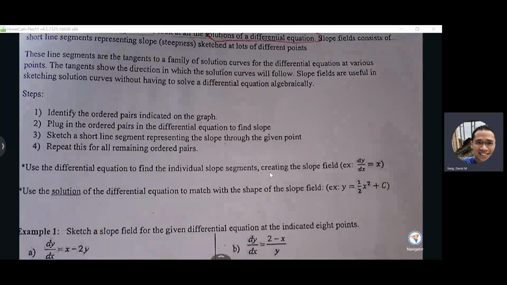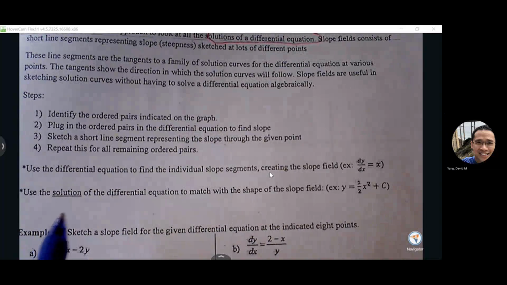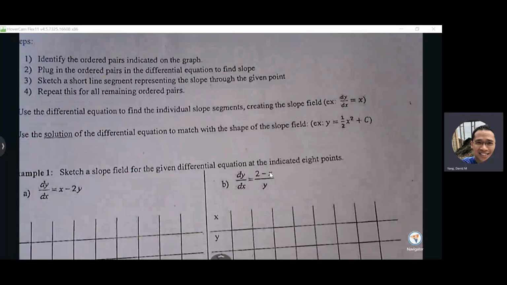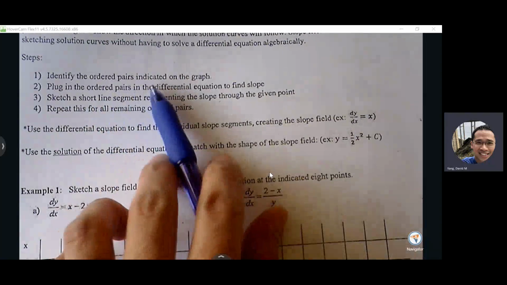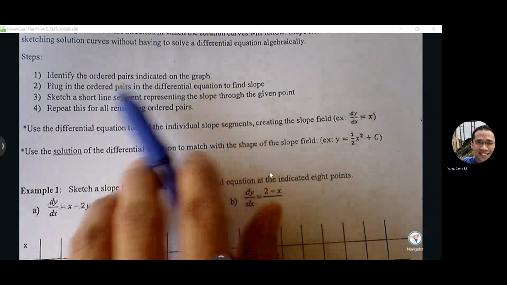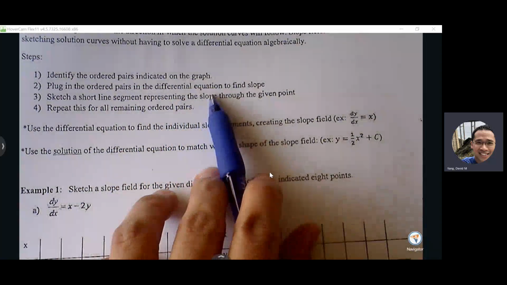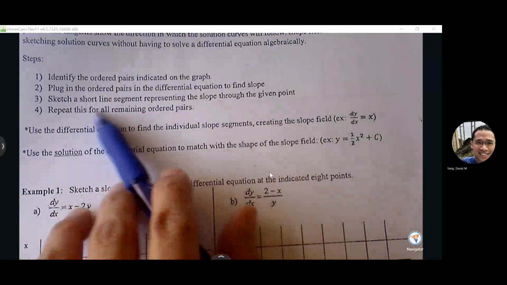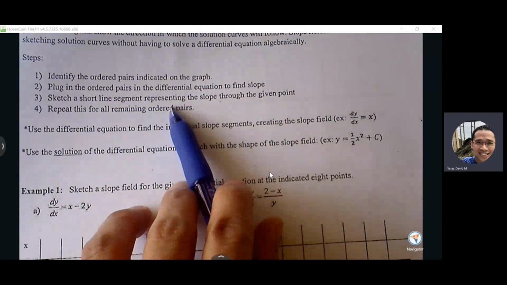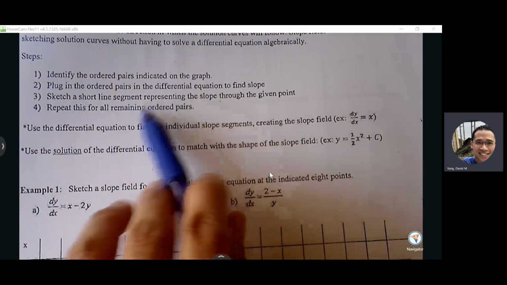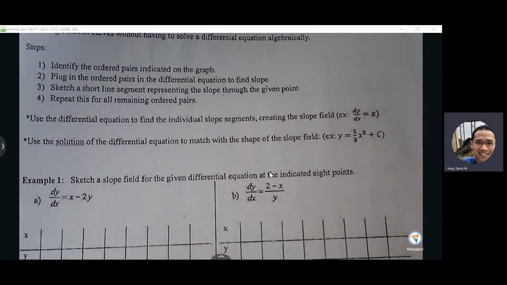Okay, so this is how we create slope fields. We identify the ordered pairs indicated on the graph. We plug the ordered pairs into the differential equation to find the slope. Sketch a short line segment representing the slope through the given point, and then repeat this for all remaining ordered pairs.